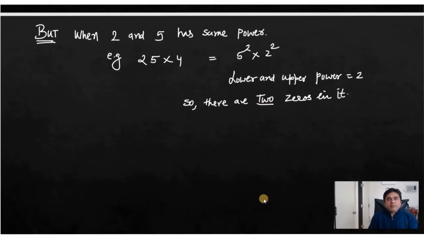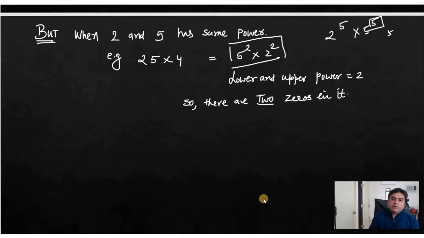But when 2 and 5 have the same power, so 2 to the power 5 and 5 to the power 5, then which power are we going to consider? No problem, you will consider only 5, because there is no other value which is less than 5. Let's say another example, 5 to the power 2 and 2 to the power 2. Both numbers have the same power, so 2 is the number of zeros from the back.